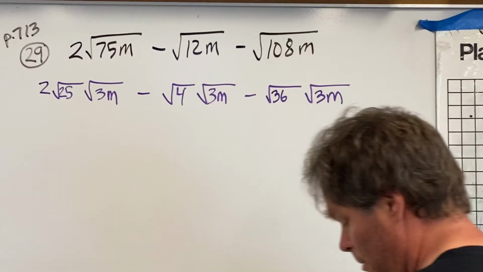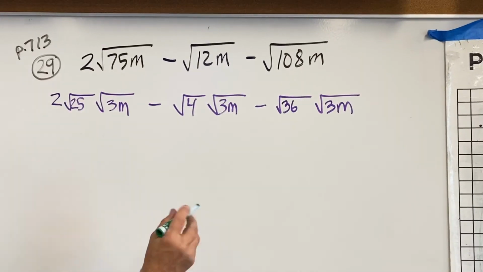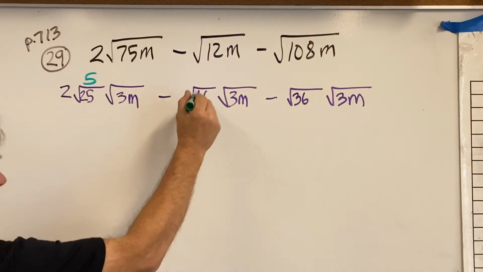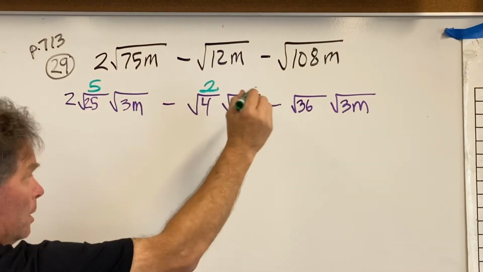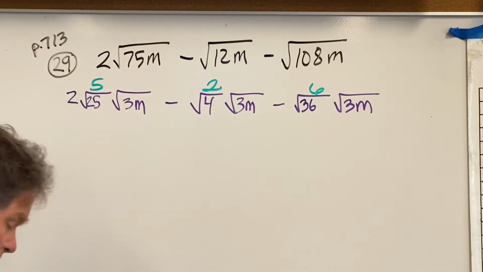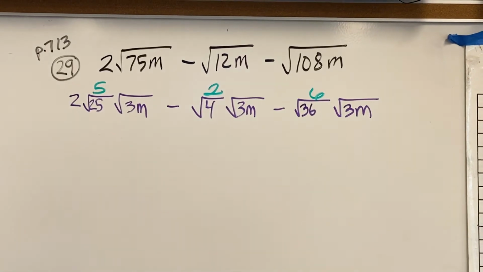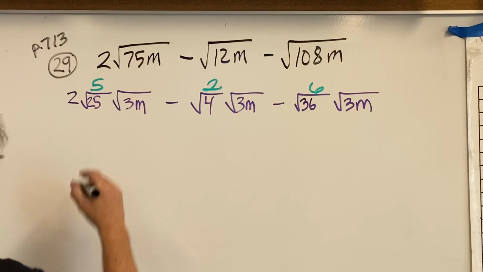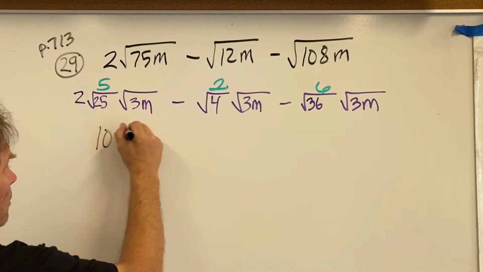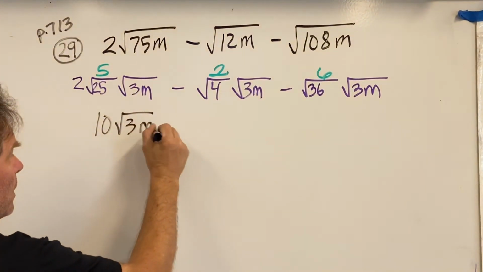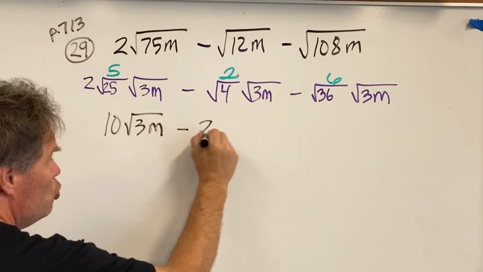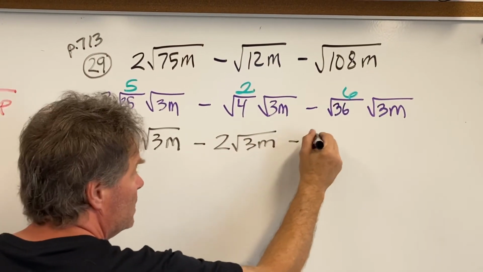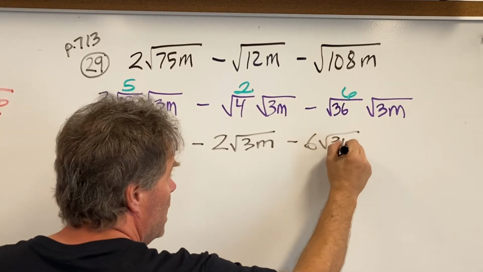Okay, now, all the pretty ones should be nice numbers. Look, square root 25 is 5. Square root 4 is 2. Square root 36 is 6. Now, let's see what happens here. We're going to get 2 times 5 is 10 root 3m. 10 root 3m minus 2 root 3m minus 6 root 3m.